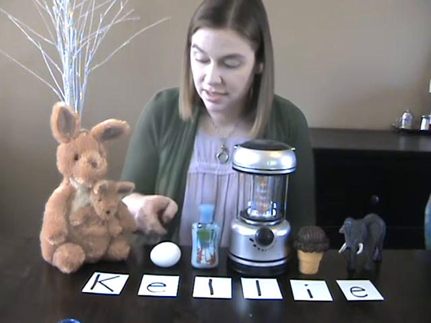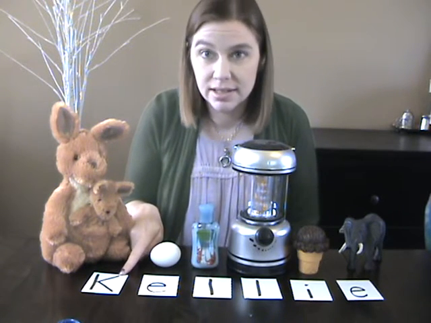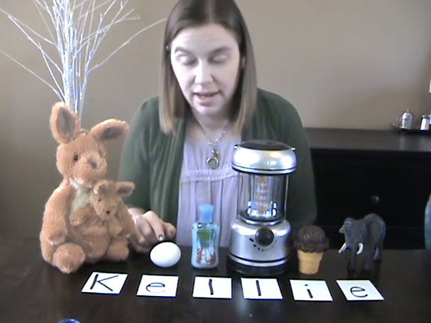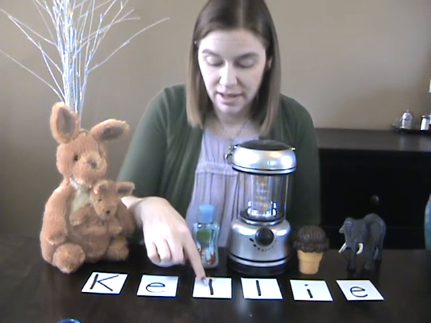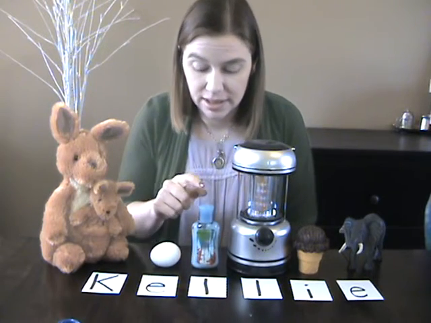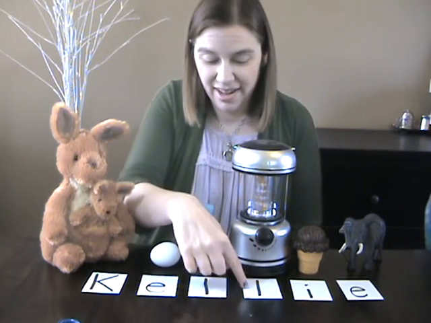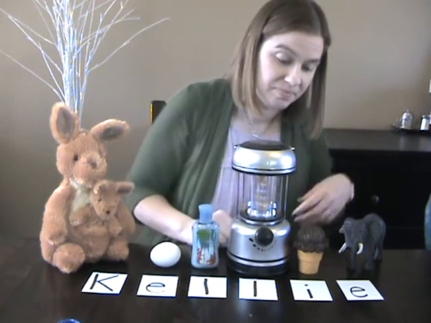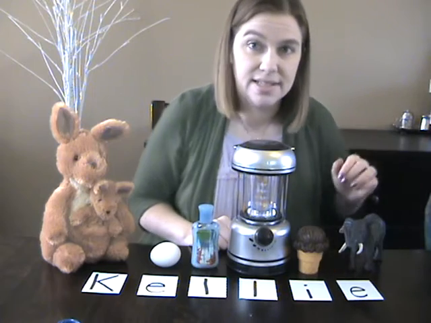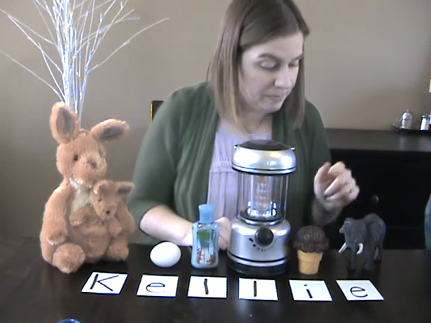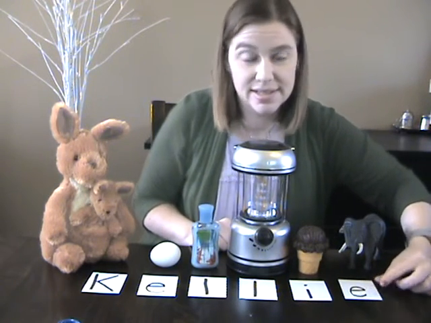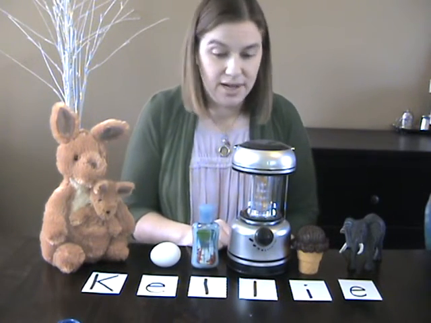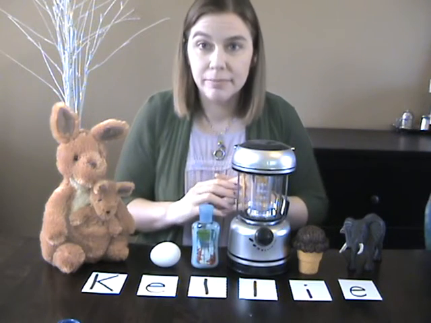Let's look at these again. K says k, like kangaroo. E says eh, like egg. L says lll, like lotion. Another L saying lll, like lantern. I can say ih, like ice cream. And E can say eh, like elephant. So I found an object for each letter of my name.